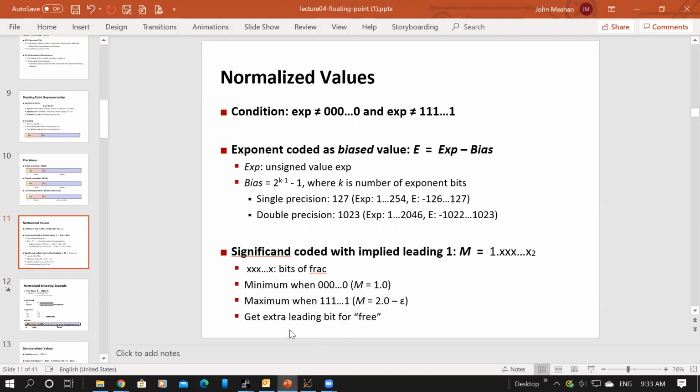So we get an extra leading bit for free because it always looks like 1 dot something, all the way up to 2 minus some epsilon. If I had all 1 bits out here, I'm getting real close to 2, but never quite get there, right? So that's the range of things I'm going to store in my normalized form, right? We get an extra bit for free by not storing that leading 1 there.